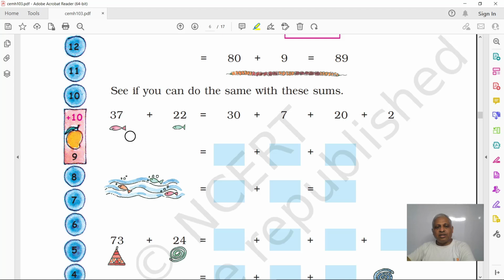Okay, another math here. 37 fish plus 22 fish. What will be the total? 30 plus 7, 20 plus 2. So first add tens and then ones. 30 plus 20, 50. Okay, 7 plus 2, 9. So it will be 59.